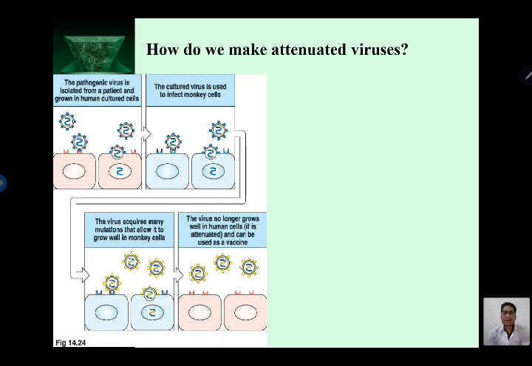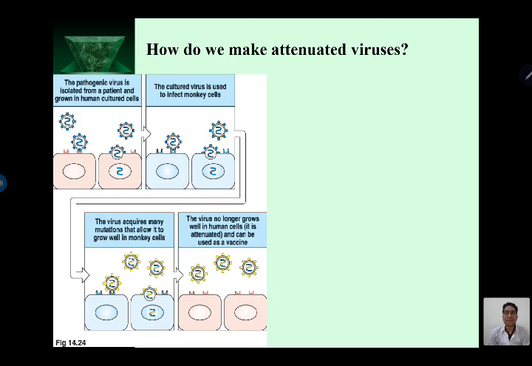The pathogenic virus is isolated from a patient and grown in human cultured cells. The cultured virus is then used to infect monkey cells, and the virus acquires many mutations that allow it to grow well in monkey cells. In the next picture you can see the virus no longer grows well in human cells. It is attenuated and it can be used for vaccines.